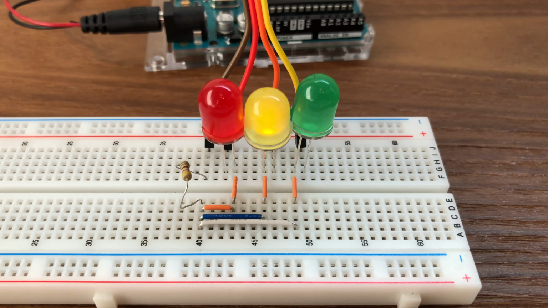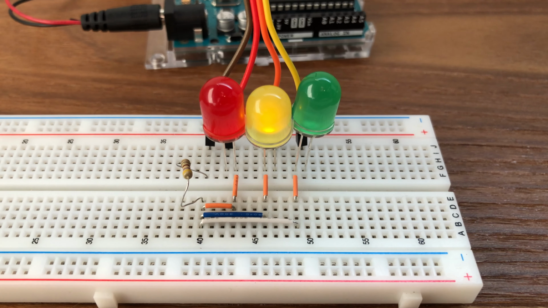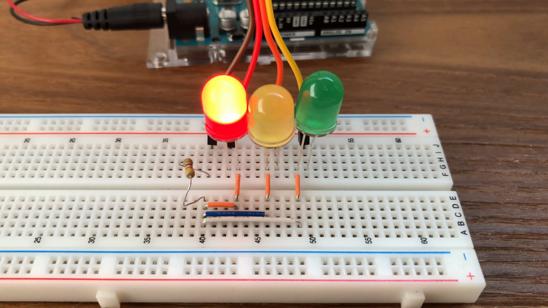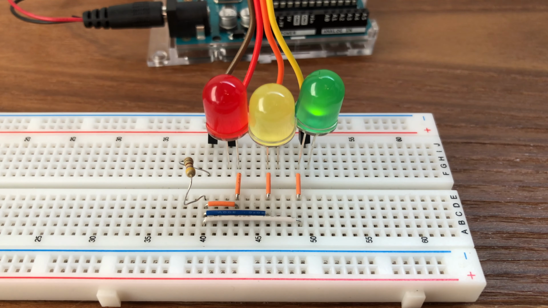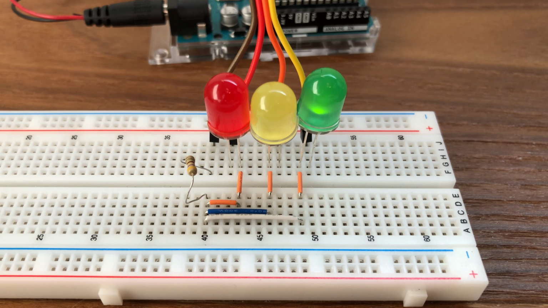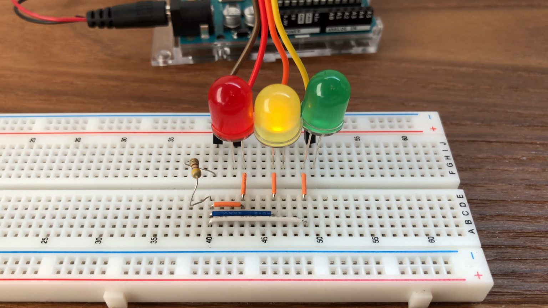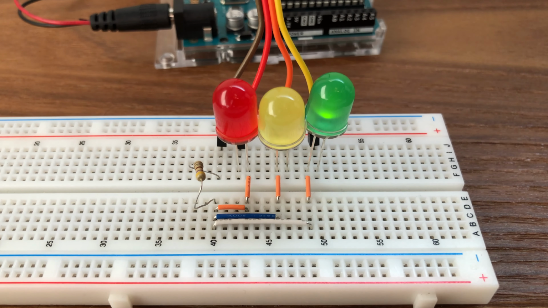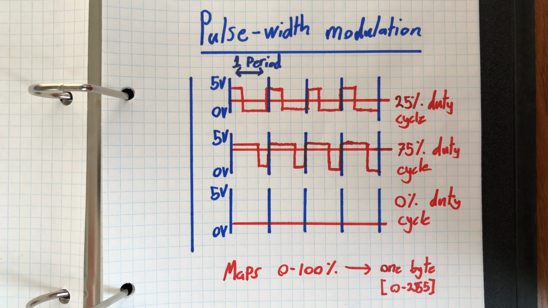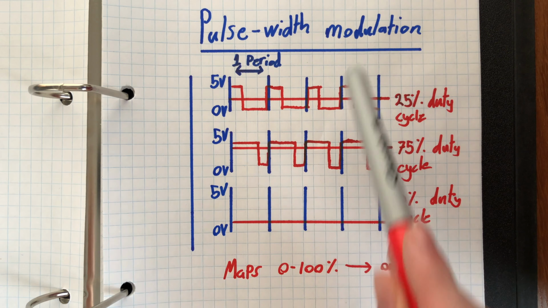I had installed a 330 ohm resistor with the intent to dim the red LED. The result was dimming all the LEDs. In spite of this, by using an analog write and pulse width modulation, I was able to dim only the red LED. The digital Arduino uses something called pulse width modulation.